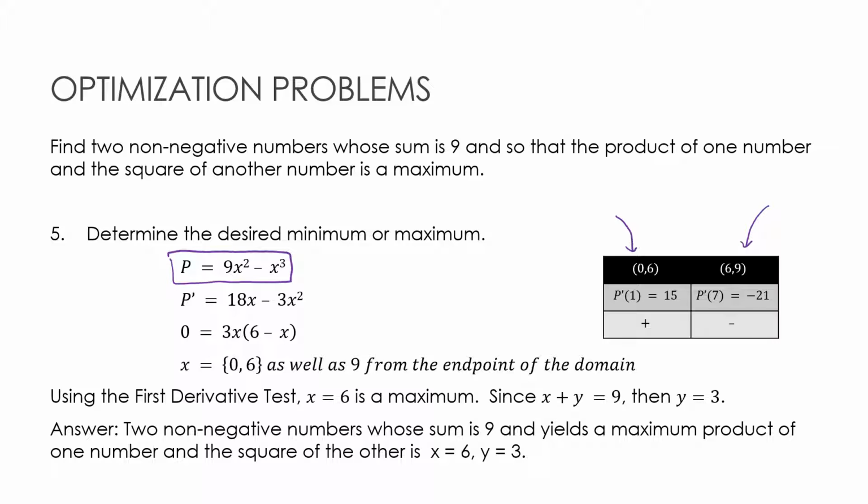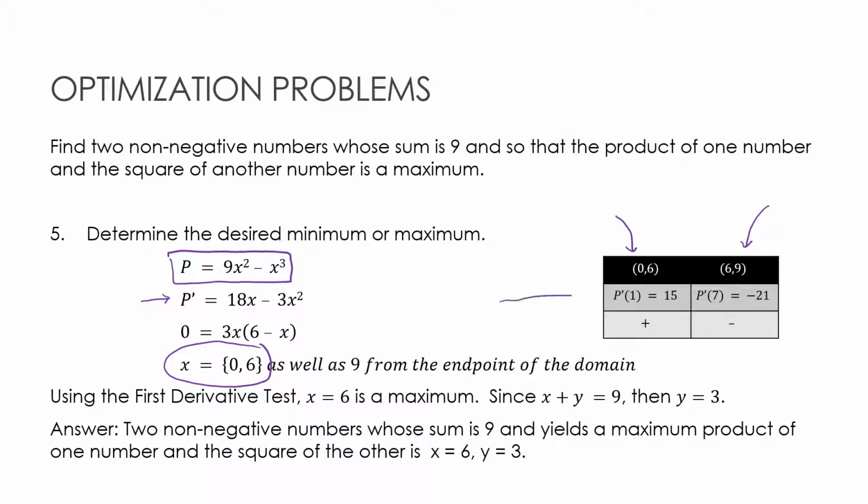Then I'm going to take, this was my primary equation, written with just one variable. Notice I have found the primary equation derivative, because of course that's going to help me find my critical values, 0 and 6. So 0, 6, and 9, of course, are the values that I'm going to use.